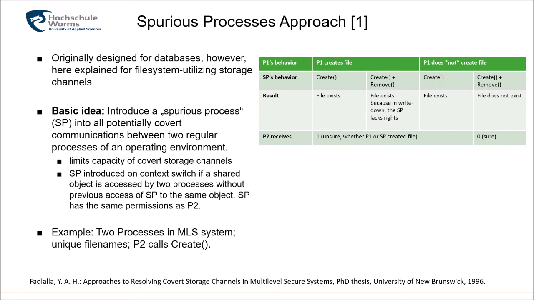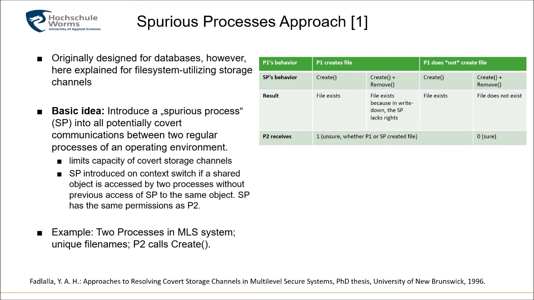So, for instance, an example could be that two processes in a multi-level security system would communicate over unique file names, while P2 calls the create syscall to determine whether P1 already created the file, because P2's create will fail if the file already exists, and it will be successful if P1 did not create the file.